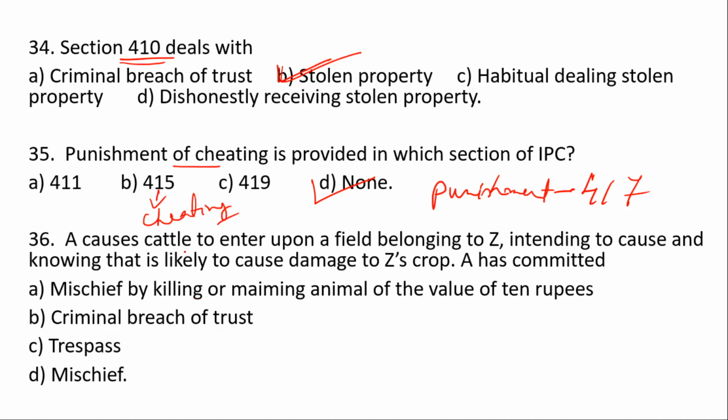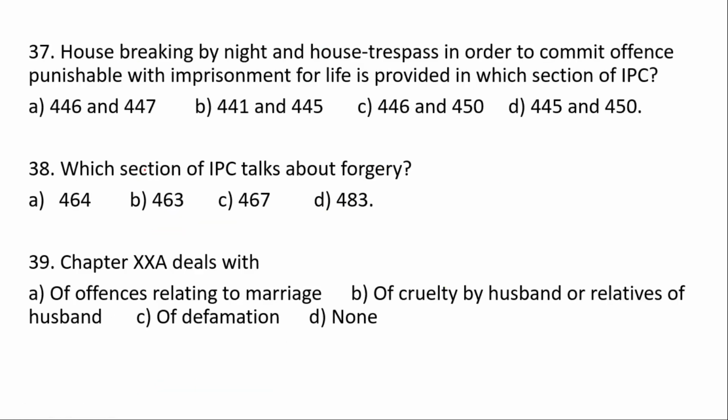Next question. A causes cattle to enter upon a field belonging to Z, intending to cause and knowing that it is likely to cause damage to Z's crop. A has committed mischief, and mischief is defined under section 425, and this is there in the very last illustration of 425. Okay. 37. House breaking by night and house trespass in order to commit offense punishable with imprisonment for life is provided in which section of IPC? So here the correct option is 446 and 415.